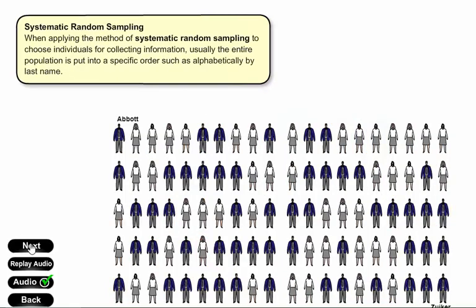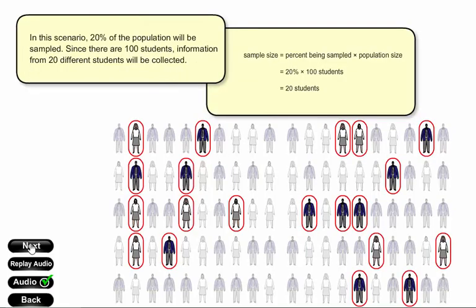Systematic random sampling. When applying the method of systematic random sampling to choose individuals for collecting information, usually the entire population is put into a specific order, such as alphabetically by last name. In this scenario, 20% of the population will be sampled. Since there are 100 students, information from 20 different students will be collected.